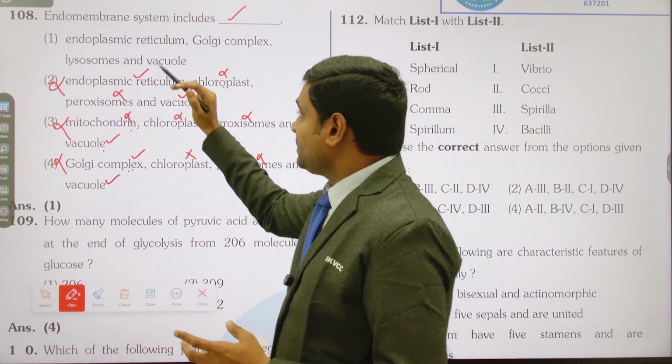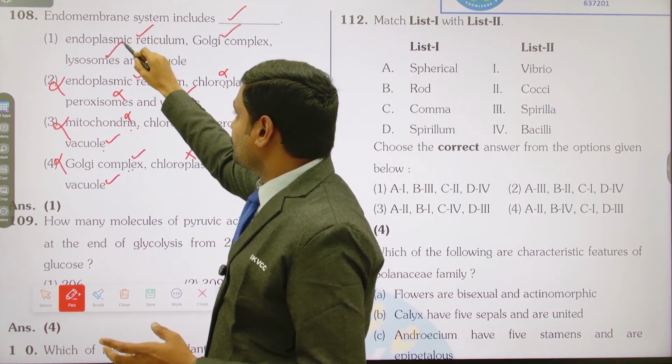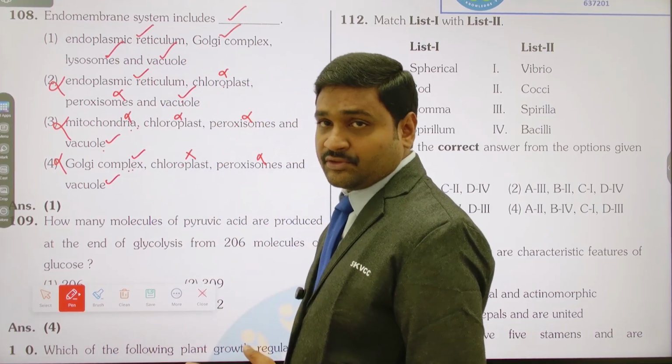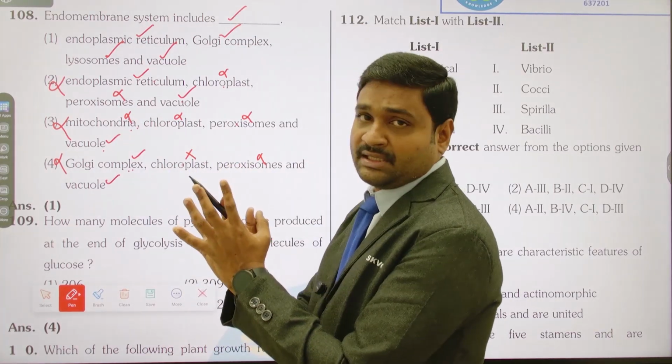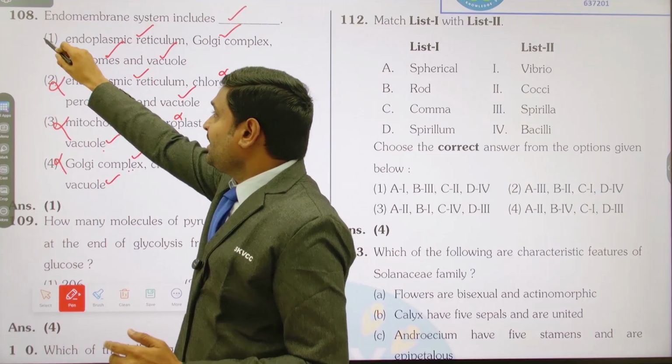Now let us see option 1. Endoplasmic reticulum, yes. Golgi apparatus, yes. Lysosomes, yes. And vacuoles, yes. So absolutely all 4 cell organelles given in option 1, the first option, are correct.